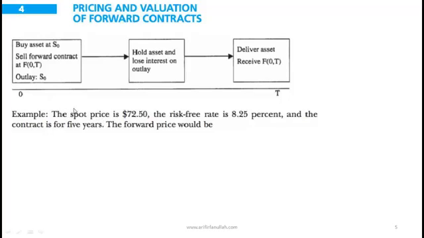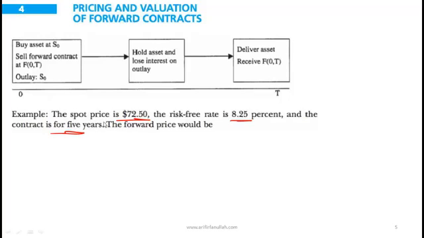Say you want to get into a forward contract. The spot price of the asset that you want to go long on is 72.50. The risk-free rate is 8.25 and the contract is for 5 years. What should the forward price be? Let's say you are selling the forward contract, which means that you are taking a short position. All right, so what can you do here?